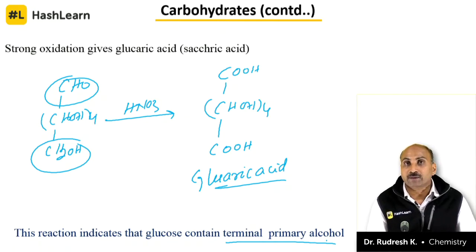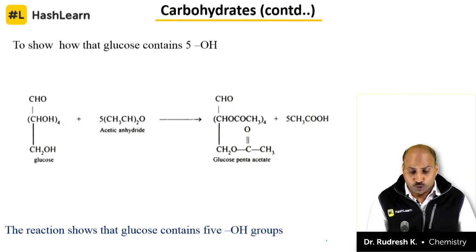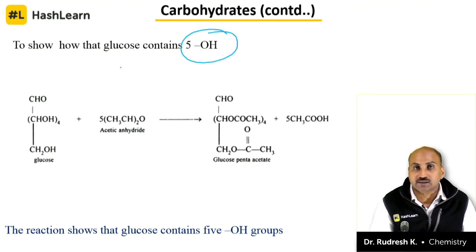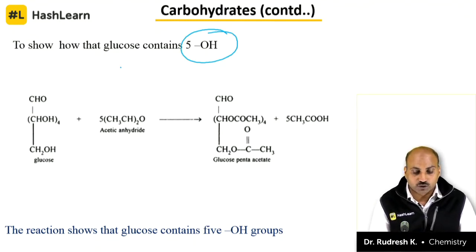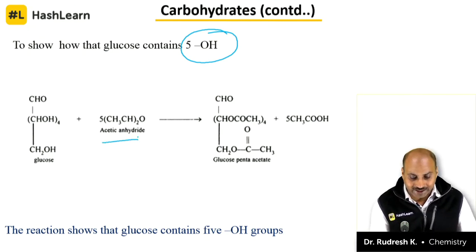That means we identified the linking of carbon atoms, then we looked into how the presence of the aldehyde group is detected, and we also discussed how the primary alcohol group is present. So, we have detected the aldehyde group, the alcohol group, and the carbon, and we are left with only the final thing, the hydroxyl group. In order to detect the presence of the hydroxyl group, this molecule, glucose, is treated with 5 moles of acetic anhydride.